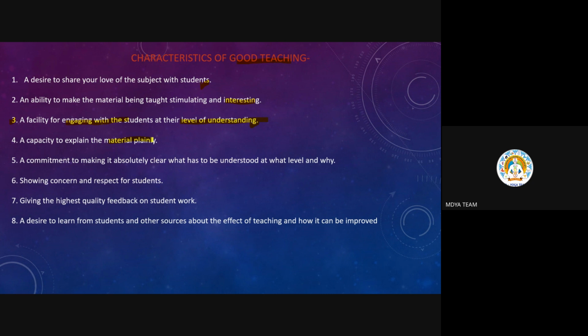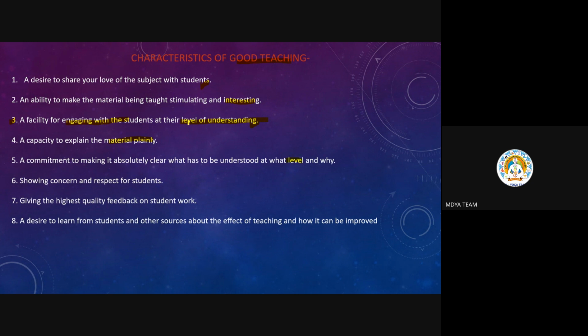No need to use some fancy words, some bulky English words. The teacher can just simply explain the topic. Next, a commitment to making it absolutely clear what has to be understood and at what level and why. In the two points, one word is coming, here: level.